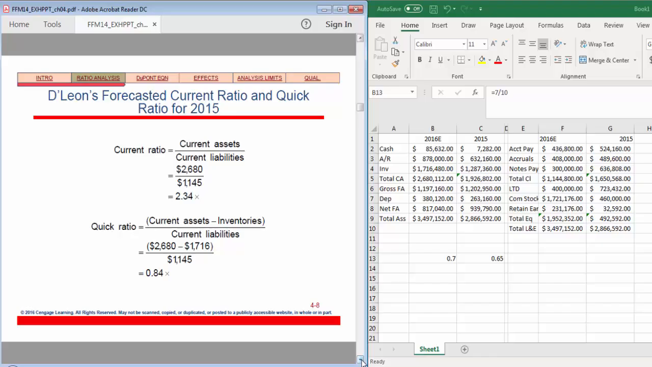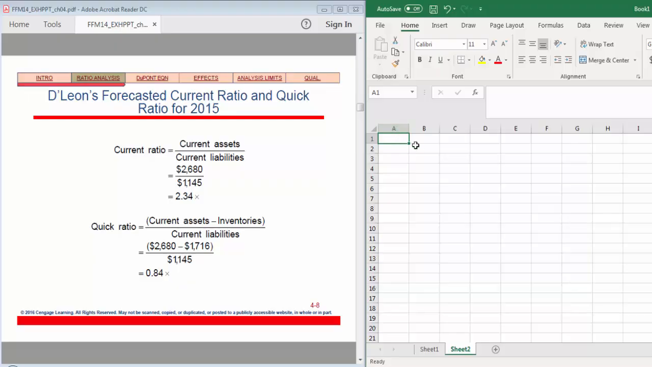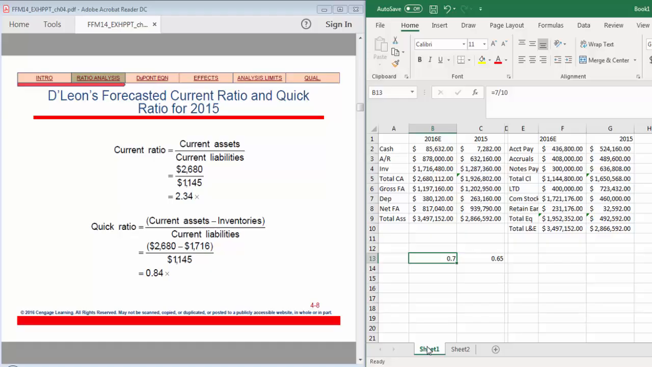So let's look at De Leon's, our case company. From the previous chapter, De Leon's forecasted current ratio and quick ratio for 2015. And we start with what is known as the current ratio. Current ratio is equal to current assets divided by current liabilities. I'll again show you how to get these numbers. We had already calculated total current assets. Here you go, these are the numbers we are looking at. Total current liabilities, these are the numbers we're looking at.